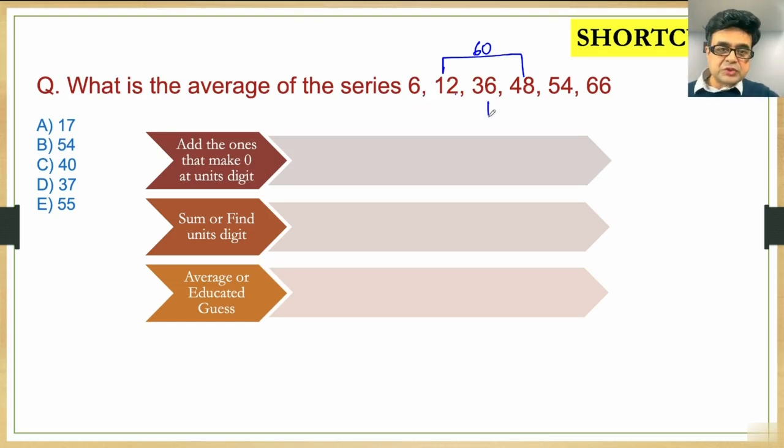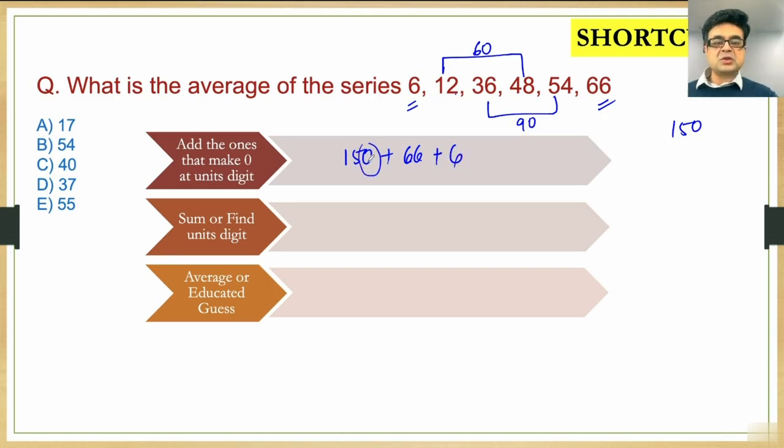However, let me just choose this number because this seems to me big enough and easy enough to calculate. So 6 plus 4 is 10, which gives me 1 carry. 5 plus 3 is 8. So this will be 90. So I have already reduced 4 numbers into a quick sum of 150. Now the remaining numbers are 66 and 6, right? So I have 150 plus 66 plus 6. Now this 0 is not going to contribute anything to the units digit.